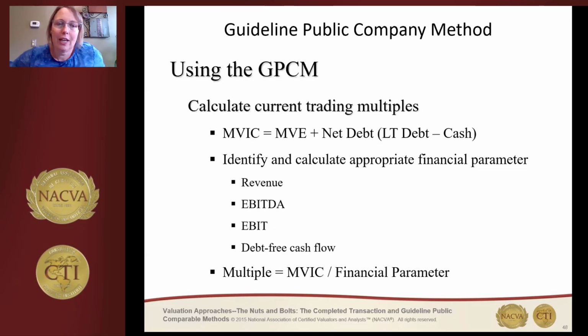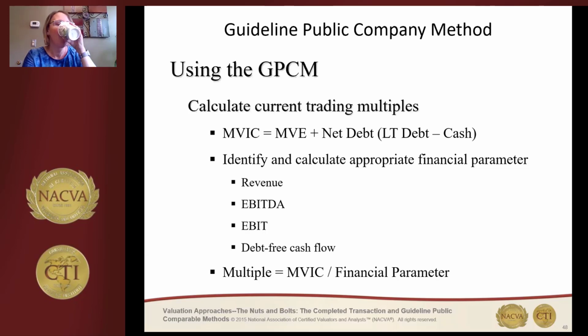You want to calculate the current trading multiples: market value of invested capital is the market value of equity plus net debt, which is long-term debt minus cash. This is getting into a little bit deeper theory, but this formula is going to be the same across the board. As long as you understand what market value of invested capital is, remember, that's the value to the debt holders and the equity holders, not just the equity holders. That's equal to the market value of the equity plus the net debt. Identify and calculate appropriate financial parameters.